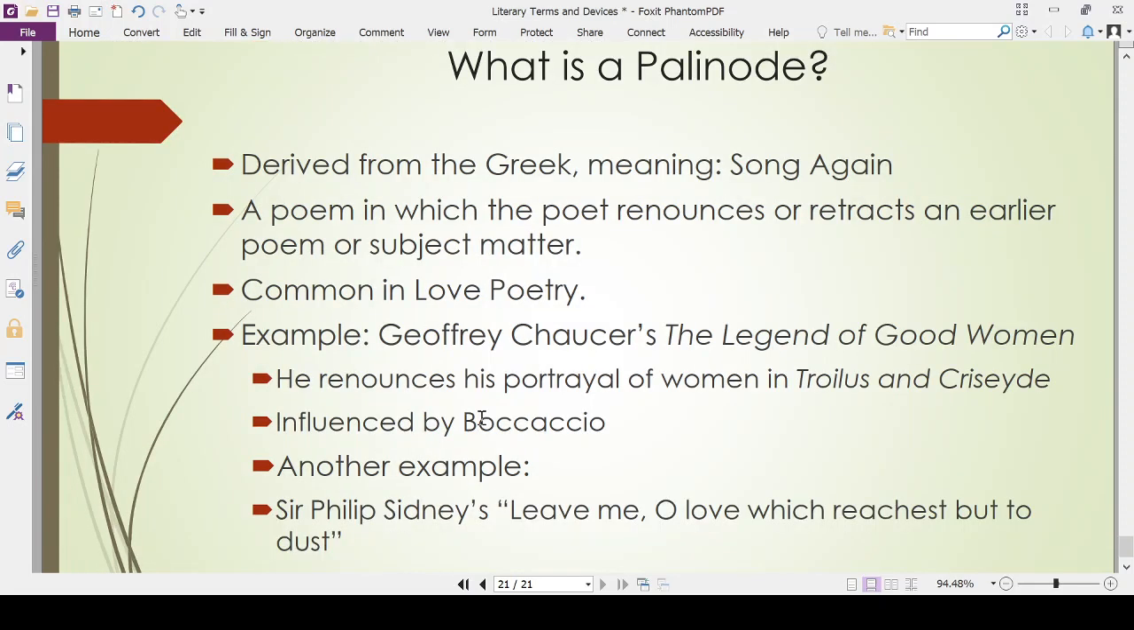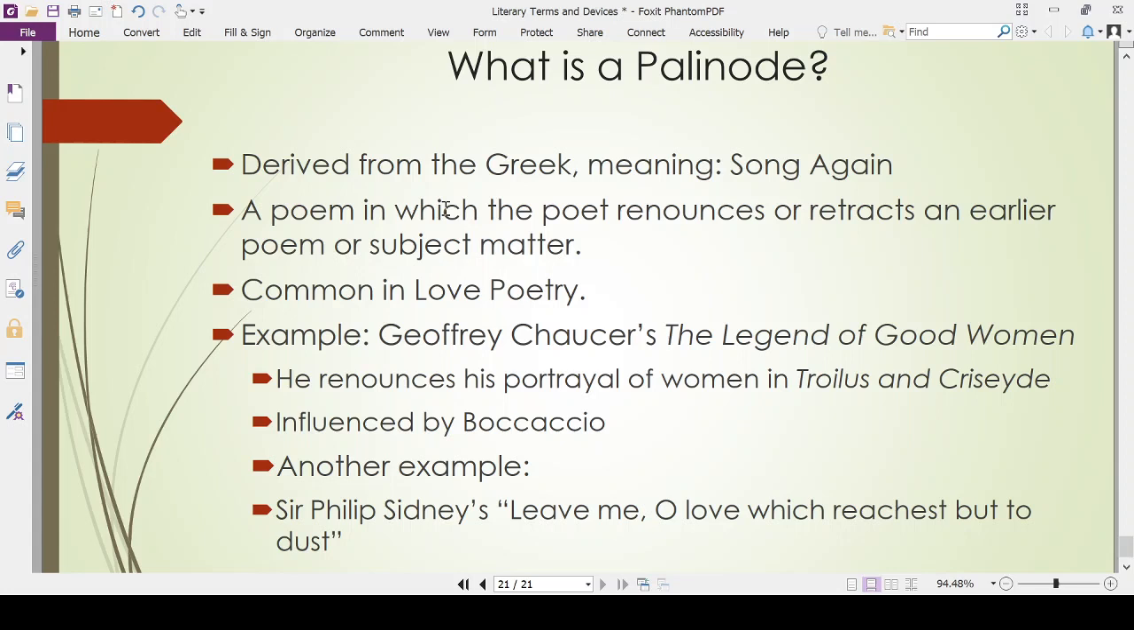And finally, let's talk about a palinode. What is a palinode? A palinode is actually, again, a Greek word which means song again or sing again. What does it mean? It is a kind of poetry in which the poet renounces or retracts an earlier poem or subject matter. What do I mean by this? Usually poets write about so many different topics, but sometimes they feel regretful for having written about a particular subject matter or for having written a specific poem.